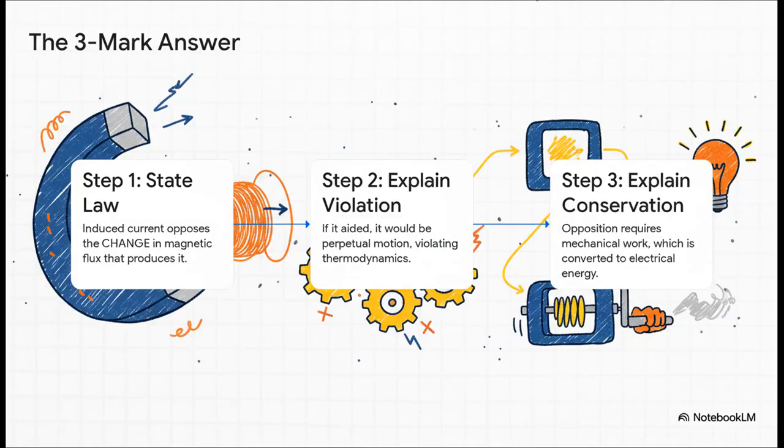So for the exam, here is your perfect 3-mark answer structure. Step 1, just state the law. The induced current always opposes the change that causes it. Simple. Step 2, explain why the opposite isn't possible. You just say, hey, if it aided the change, you get acceleration without work, which violates the law of conservation of energy. And step 3, connect it all back to our energy map. Opposition requires you to do mechanical work.